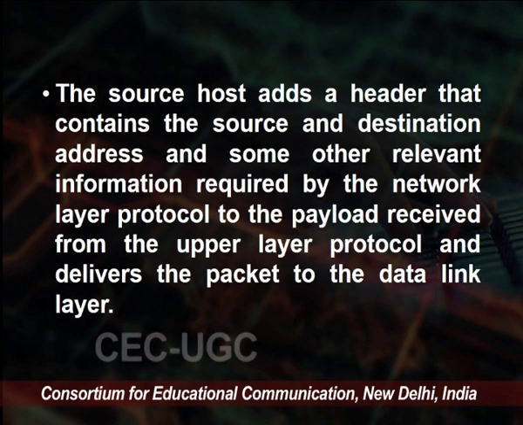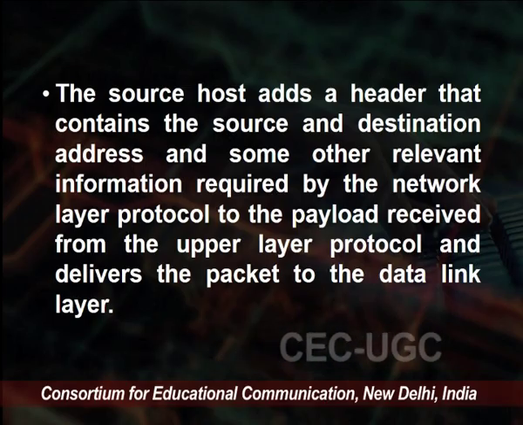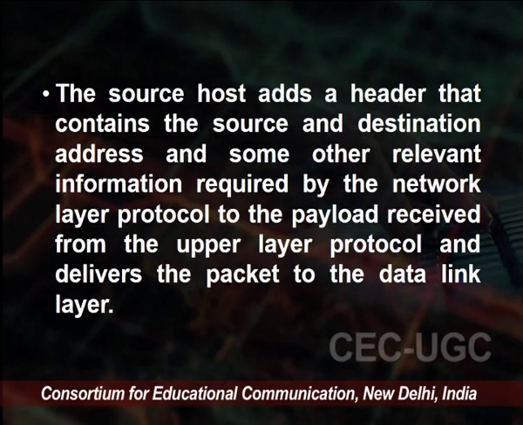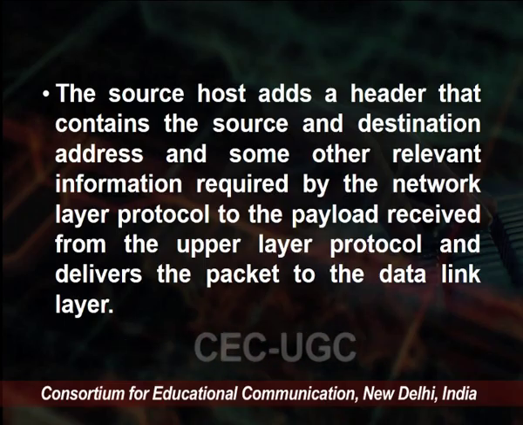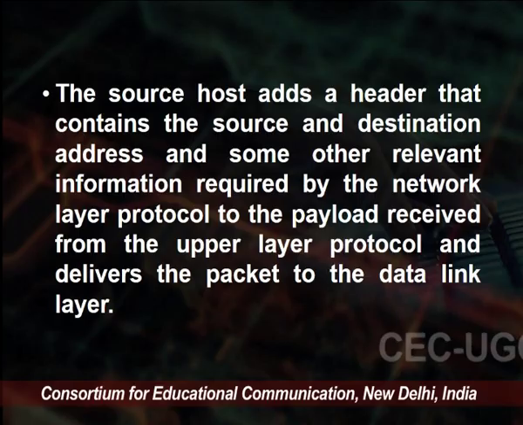is known as packetizing. Now, in packetizing, if we look into detail, the source is going to add a header that contains the source and the destination address both, and some other relevant information which is required by various network layer protocols, which we will be looking into in our upcoming lectures. That relevant information is added to the payload received from the upper layer protocol, and then it delivers the packet to the data link layer.